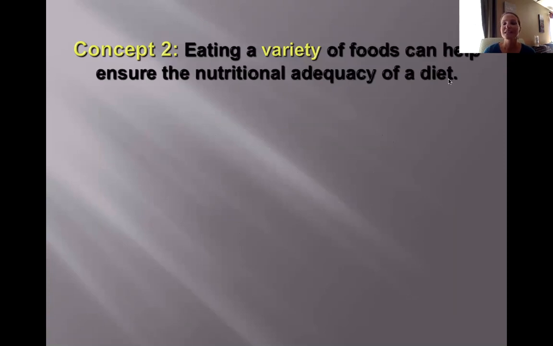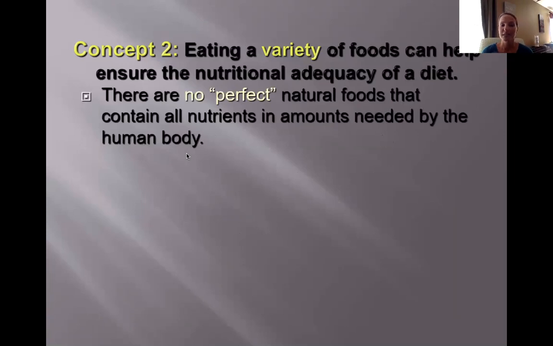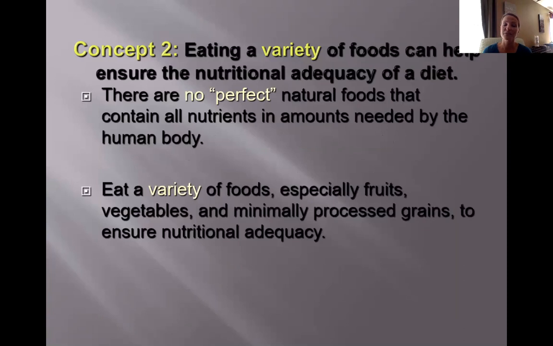Okay, eating a variety of foods can help ensure the nutritional adequacy of your diet. So again, there's no perfect food. They're not going to contain everything that you need. But if you're eating a variety of foods, especially a variety of fruits and vegetables, minimally processed grains, we can make sure that we're getting in all the things that we need.